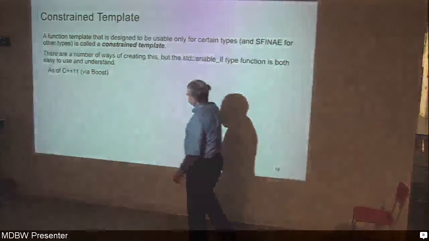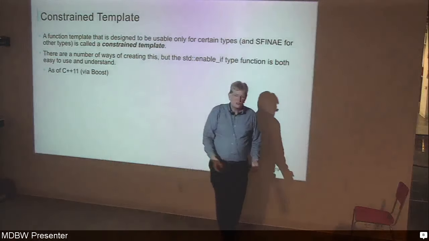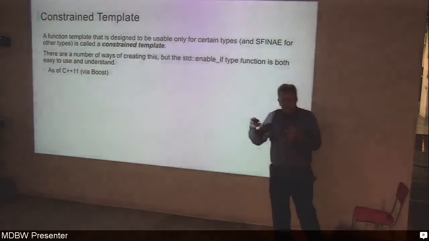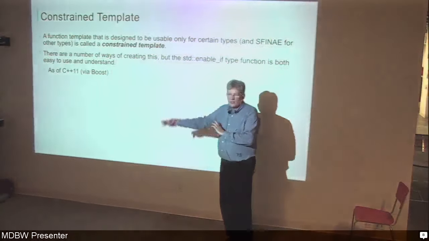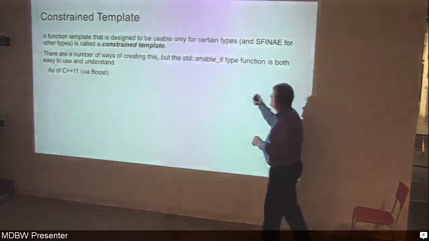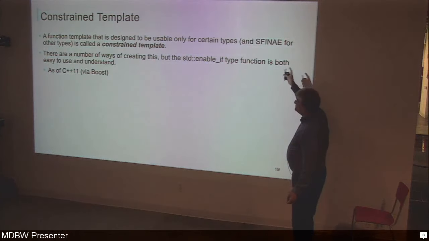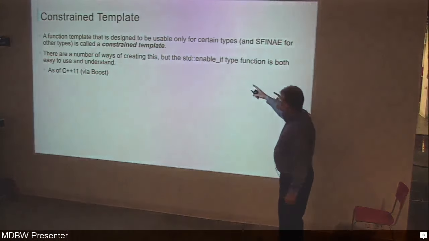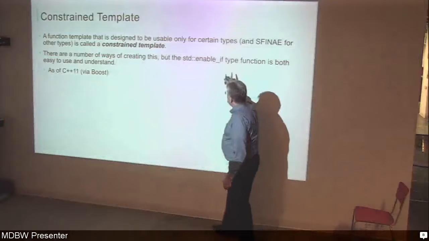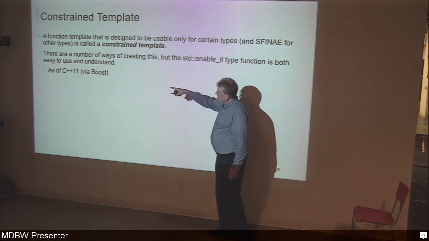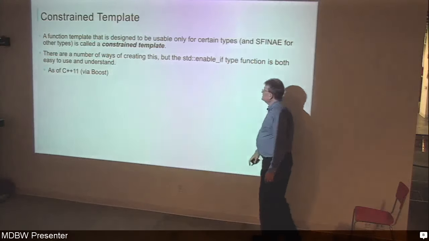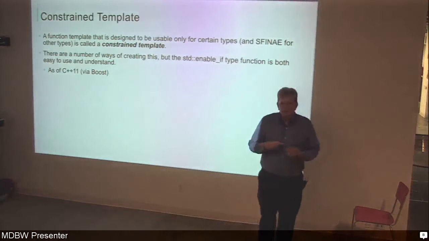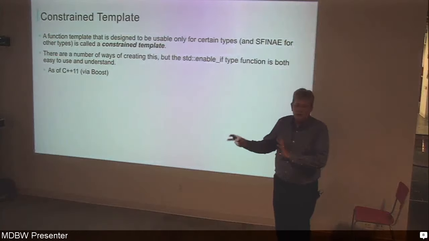Because we're going to create a constrained template. And a constrained template is simply any template where we are deliberately constraining, deliberately limiting the situations where it can be applied. And the way we're going to do that is by using SFINAE or something else. In this case, we will use SFINAE. There are a number of ways of creating this, but there's something in C++11 that came via Boost called enable_if. And what that does is it allows us to very easily SFINAE out templates that we don't want to apply in a specific situation.